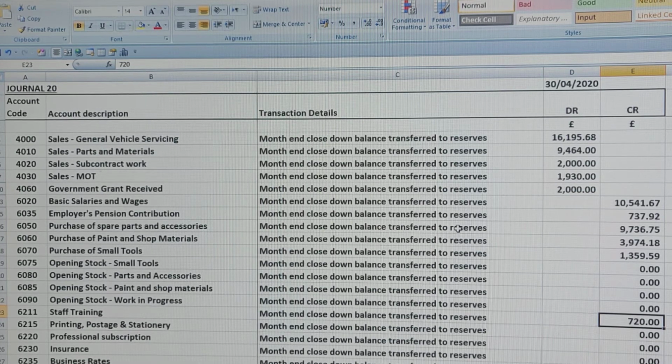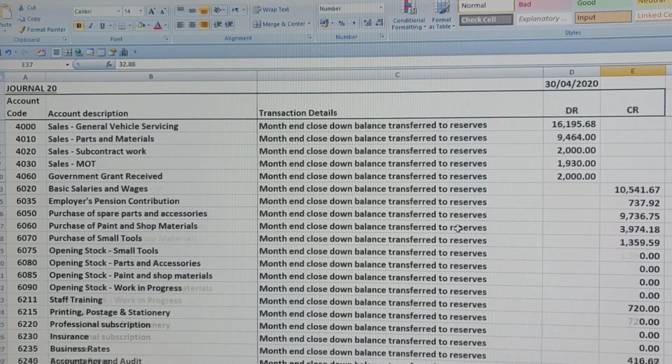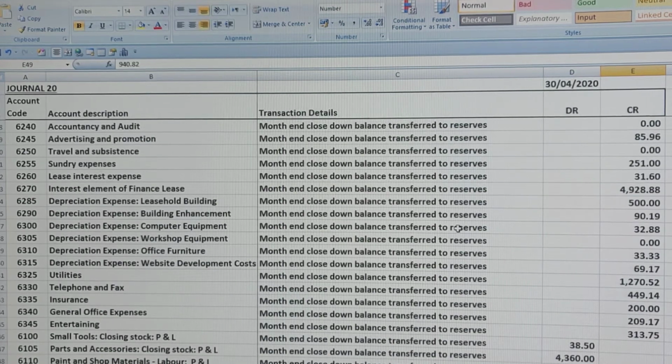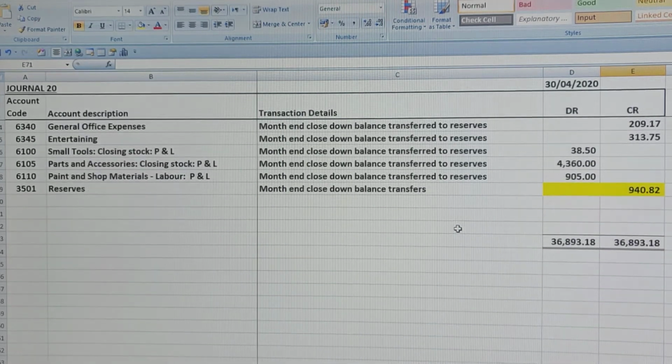Now, the reserve account, as you can see, that I've created here is 3501. Now, this is a very, very important code, okay? It's very, very important, because that is where the profit or loss is recorded after you close the system down. And it's also used for a lot of other adjustments.